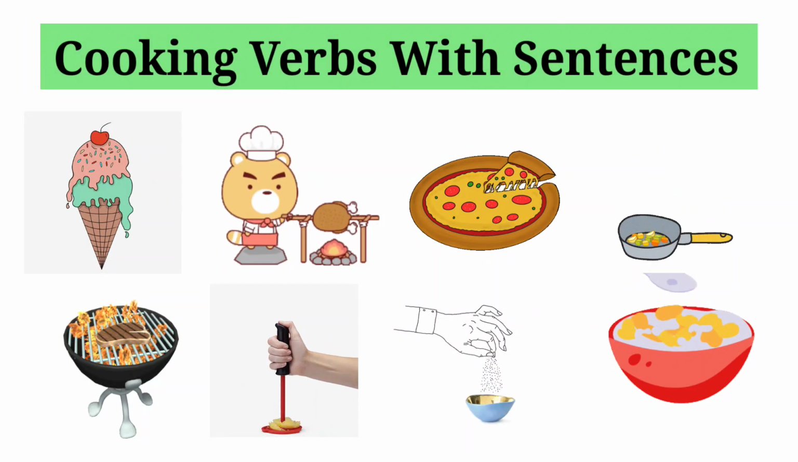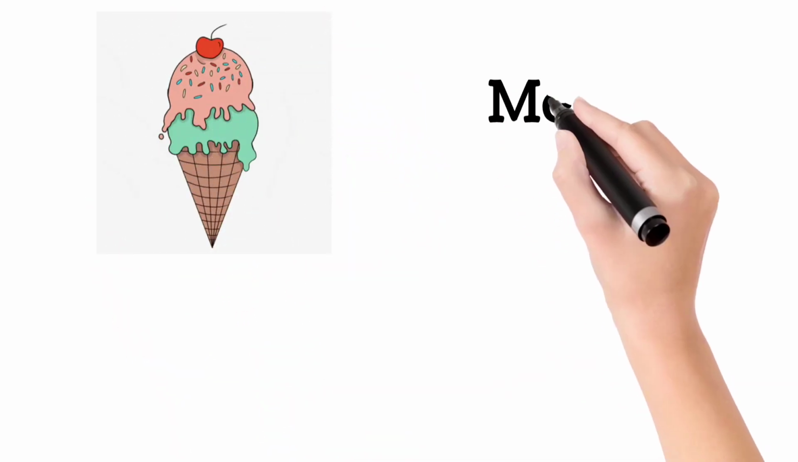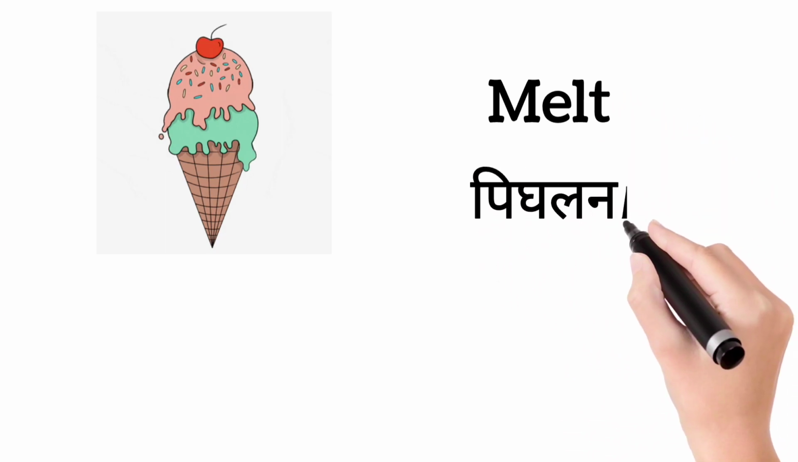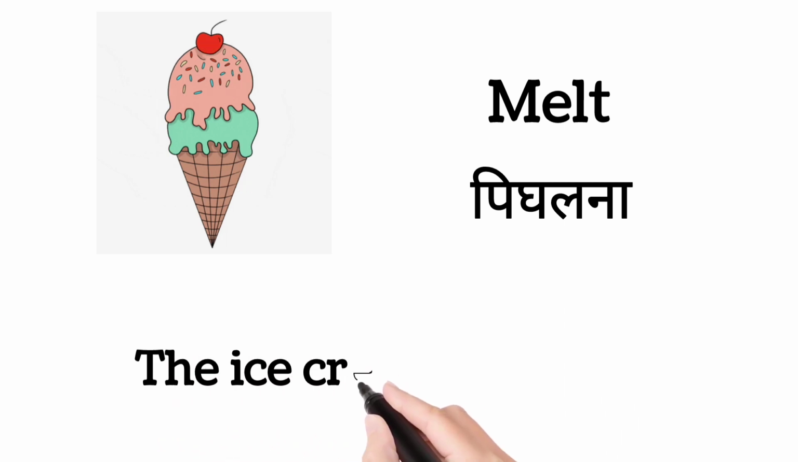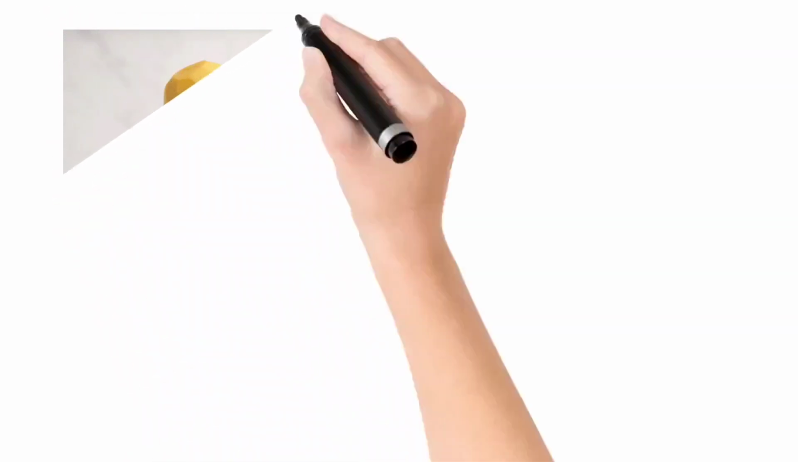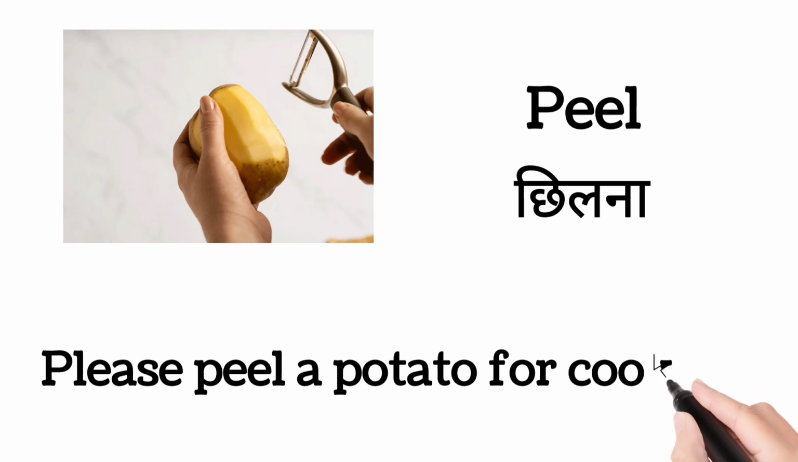Cooking verbs with sentences. Melt. मतलब पिघलना. The ice cream is melting. Peel. मतलब छिलना. Please peel a potato for cooking.